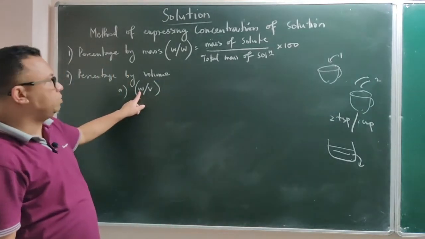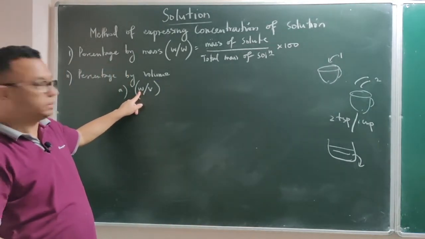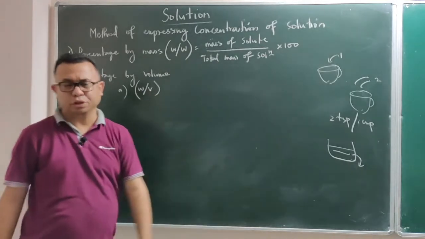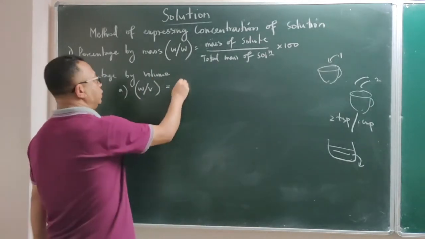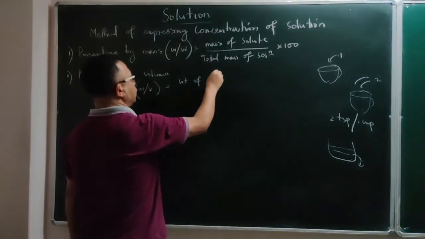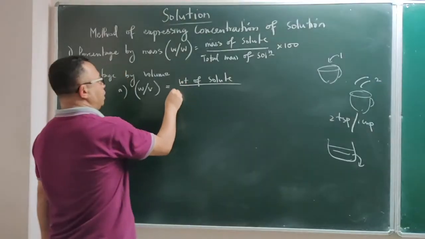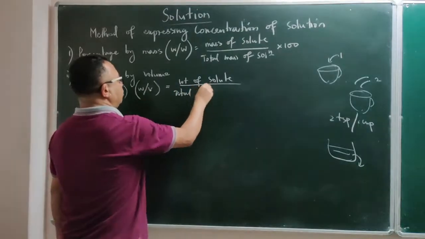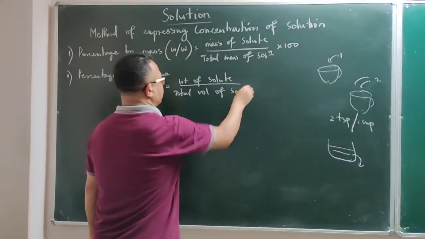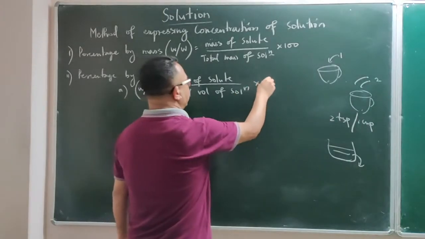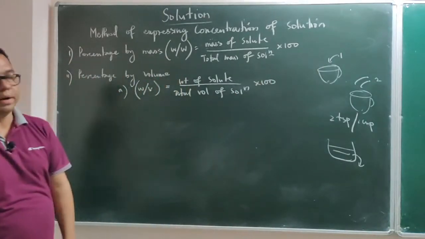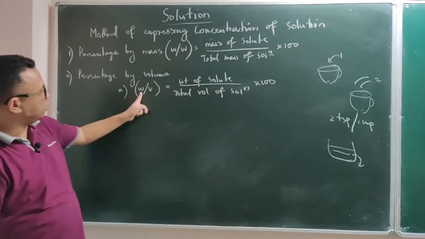So solute will be taken in terms of weight, that is mass, and the solution will be taken in terms of volume. That is why, if you want to express this concentration, it is weight of the solute that you are dissolving divided by total volume of solution. Now you can see we are expressing in terms of volume. That was in terms of mass, here it is in terms of volume, and since we are expressing in terms of percentage, into 100. So that was weight to volume, that is W by V.